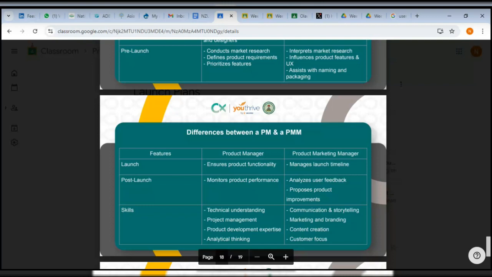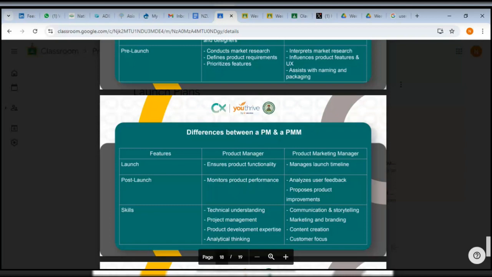Then the launch. For a PM, they have to ensure that the product is functional and performs. Whereas for the PMM, they have to make sure that you're meeting up with the launch timeline for your product. Because, of course, through marketing, you've established that there will be a launch of a new product on a particular date. So it becomes tied to the responsibility of the PMM to ensure that you keep up with your launch timeline.